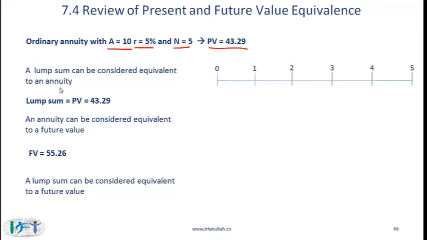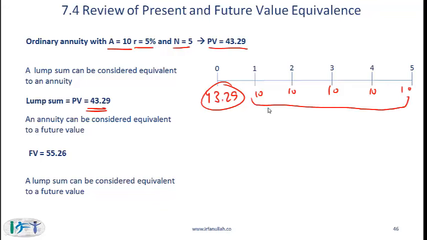A lump sum can be considered equivalent to an annuity. So a lump sum amount of 43.29 at time 0 is the same or is equivalent to this annuity. So if somebody were to give you a choice between 43.29 today versus an annuity that looks like this, you would be indifferent assuming a rate of 5%. So this annuity and this lump sum are equivalent.